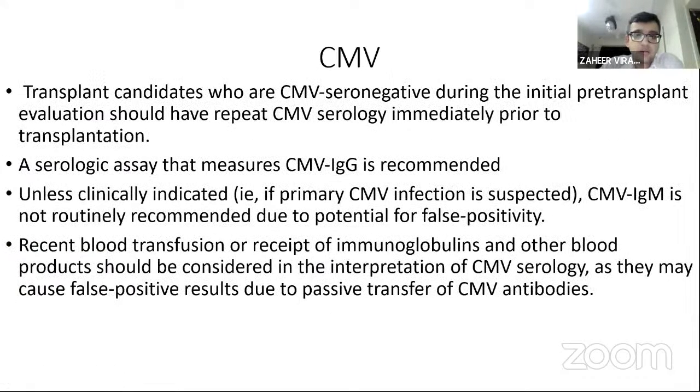So the transplant, now, this is an interesting thing one has to know. How do you evaluate pre-transplant? So like I said, we do everybody's CMV IgG levels. Unless clinically indicated, one should not be doing CMV IgM levels because they are prone to false positives and confuse the issue. Also remember that once you have given anybody blood or one has received immunoglobulin, there is a possibility that there will be a false positive CMV report.